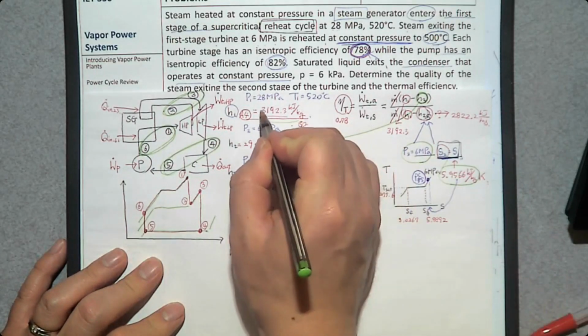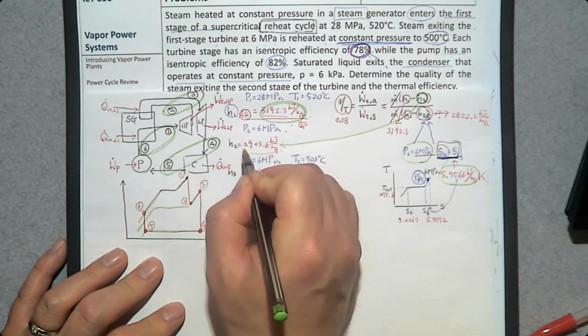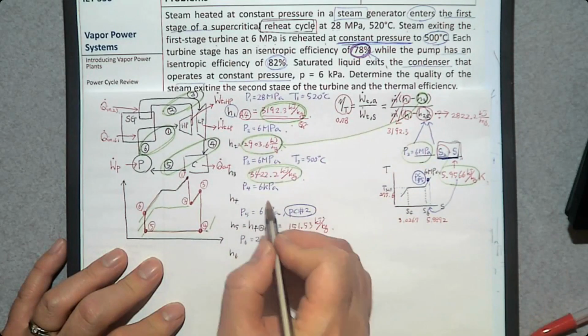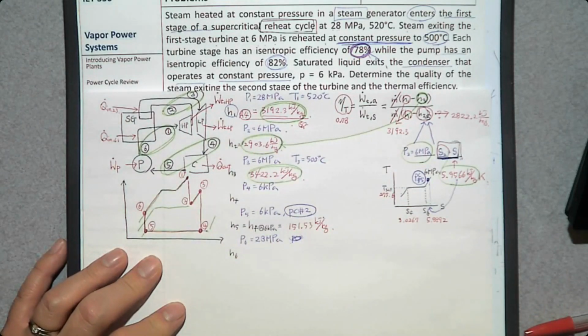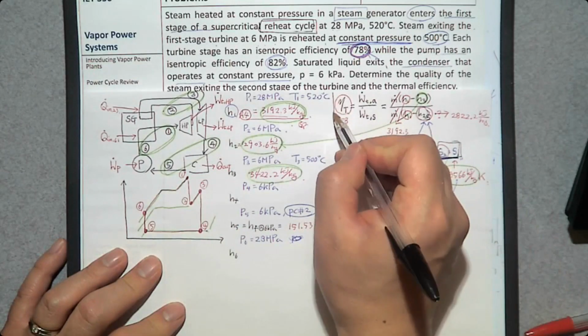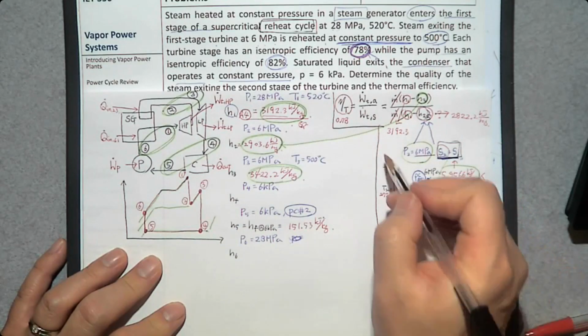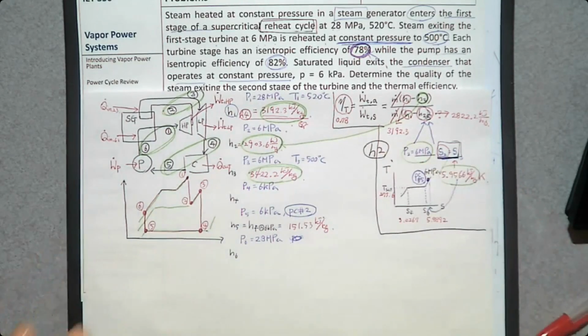So we found H1, and now we have H2, and we have H3, then H4. So these are for H2. Now let's find H3. Oh, H3, we know H3, so let's find H4. How can we do that? We only know pressure, 6 kilopascal.